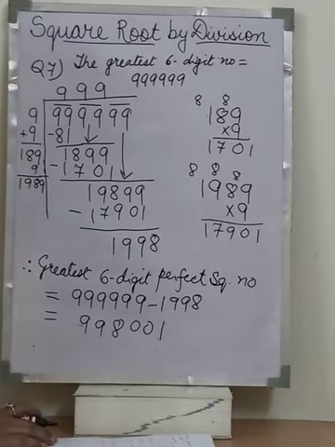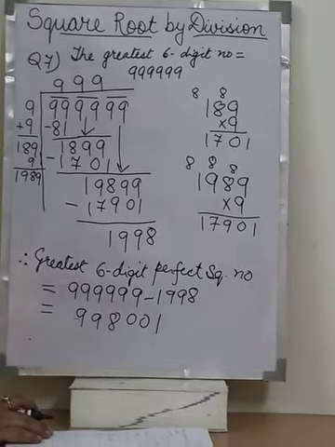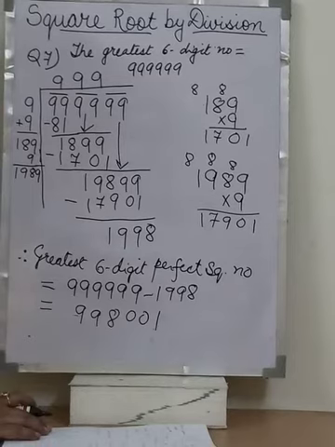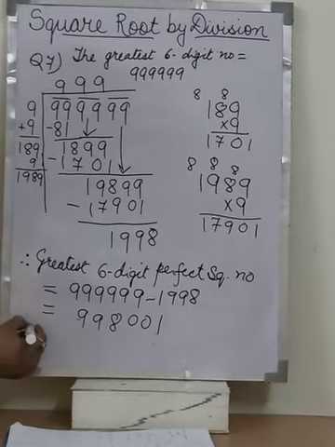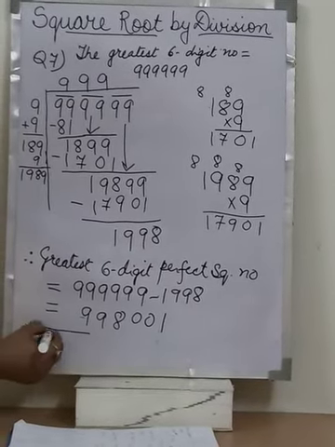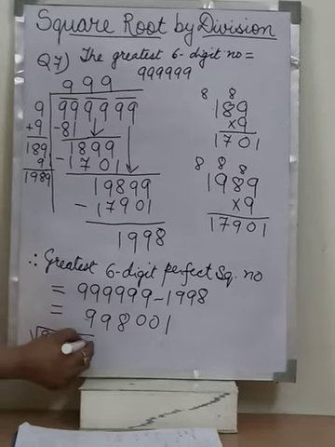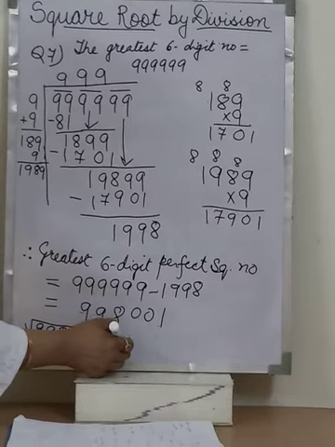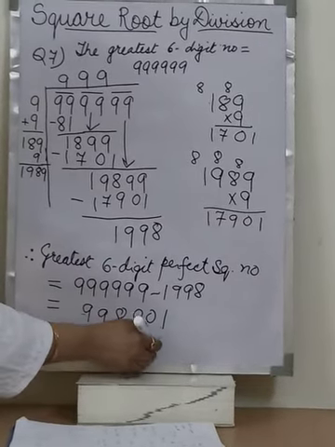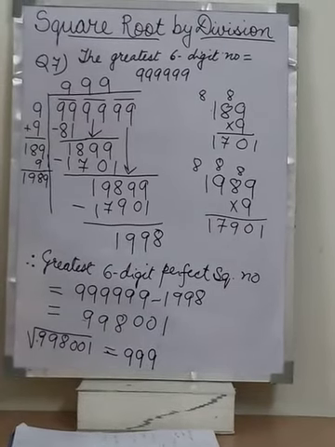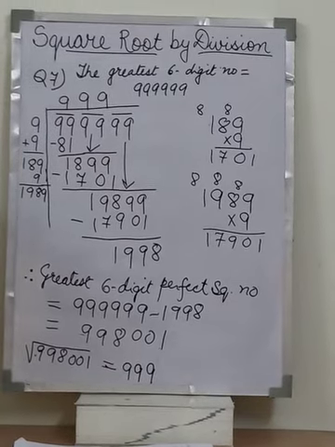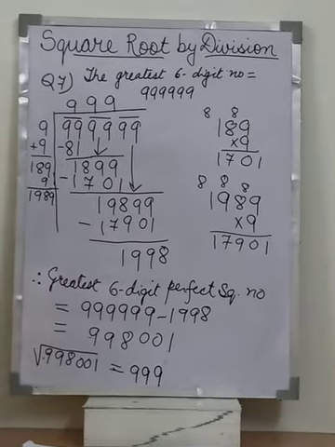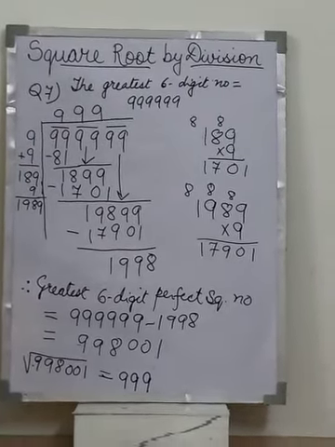Question number 7, they are saying find the greatest 6-digit number which is a perfect square. Also find the square root of this number. So when we find the square root of this number, what will you get? Its square root is 999. Okay, children. Then I discuss question number 9 with you.